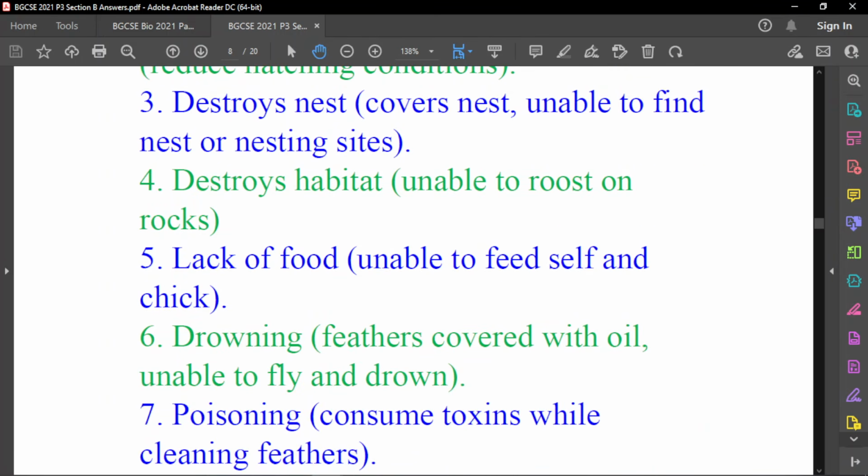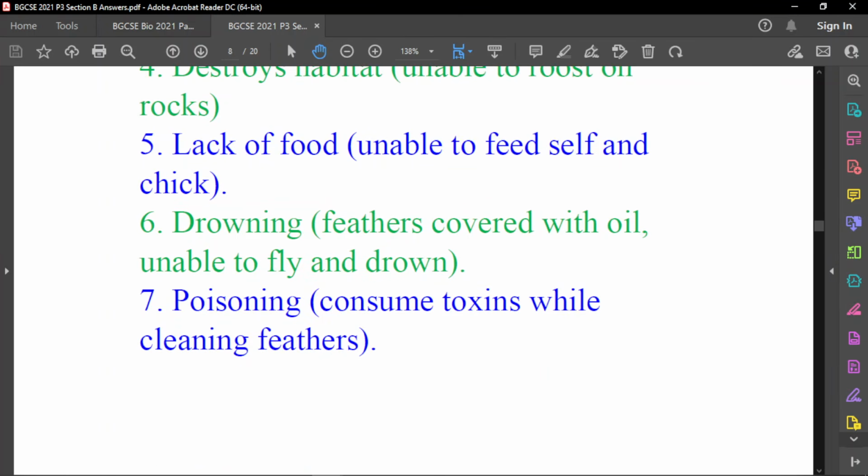Another thing that could happen here is drowning. I'm just giving you a lot of possibilities, so you just choose which is best for you if you see this type of question. How drowning may take place is simple: the oil will cover their feathers and they will be unable to fly. If they're in the water, the feathers get trapped in the oil and get heavy, and they will sink and drown. It's a pity, but yes.